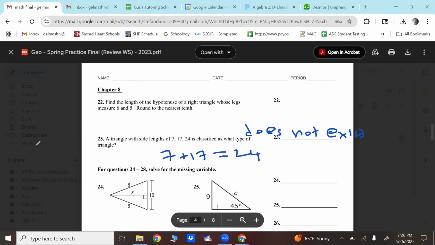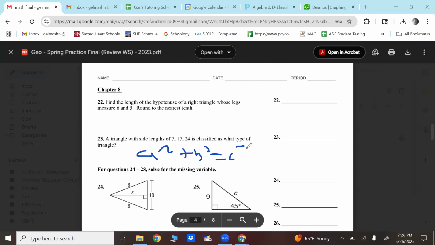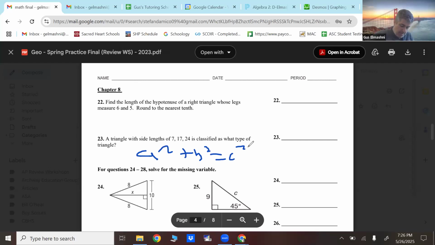Now, another way you could do it is to use the Pythagorean theorem. It would satisfy it if it's a right triangle, but if a squared plus b squared is less than c squared, it's obtuse. If it's greater than c squared, it's acute, because it means this angle, which should be a right angle, would be bending in or bending back.